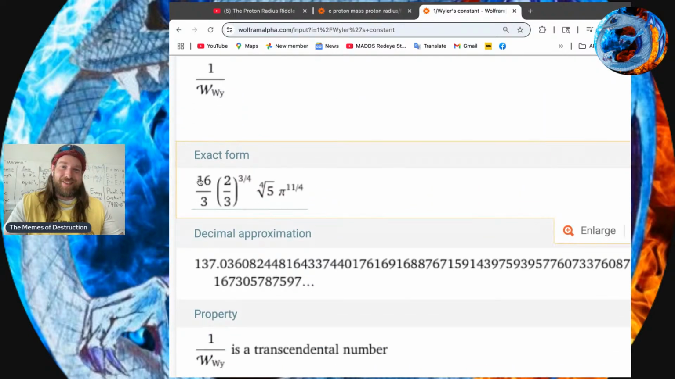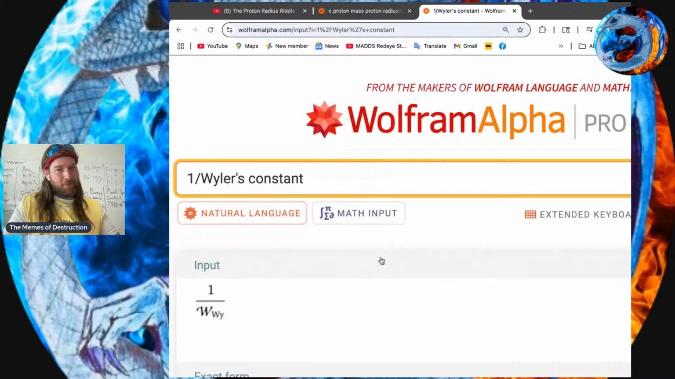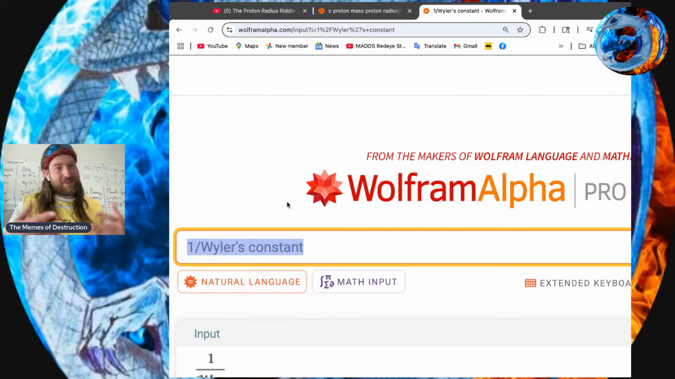So it's 16 divided by 3 times 2/3 raised to the 3 over 4, times the 4th root of pi, the 4th root of 5, times pi raised to the 11 divided by 4. Okay. I don't know what that means. It happens to get it pretty well, and it's good enough that it's listed as a constant on Wolfram Alpha.